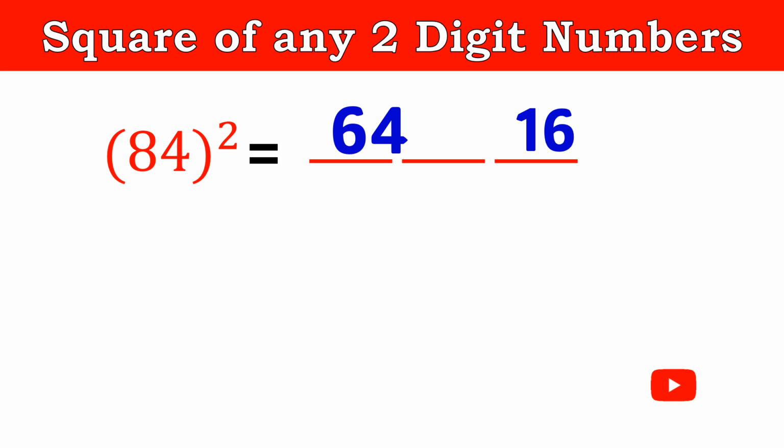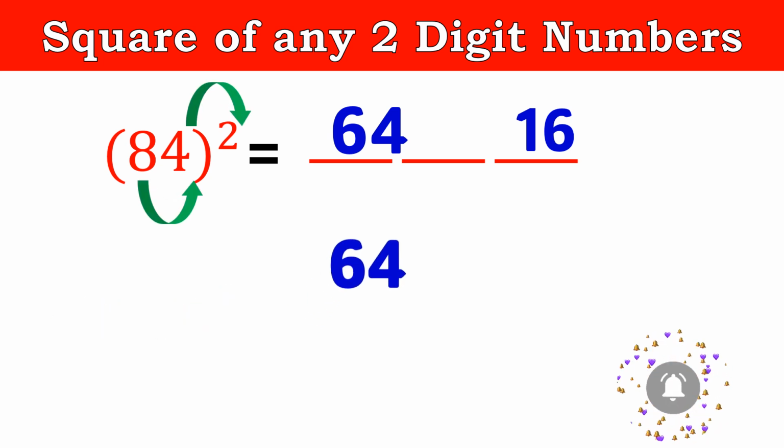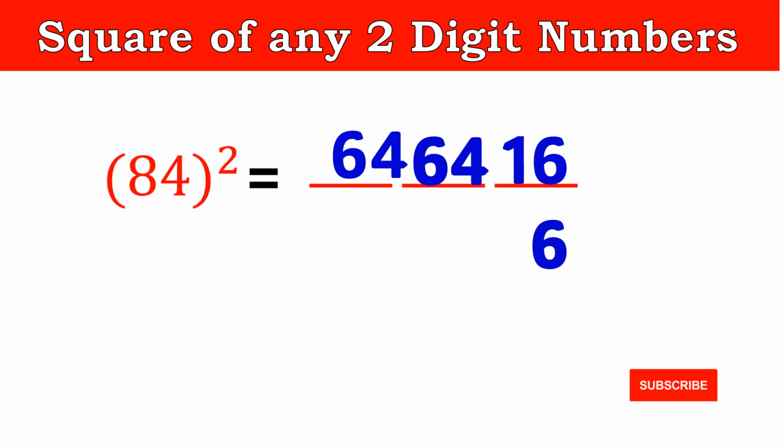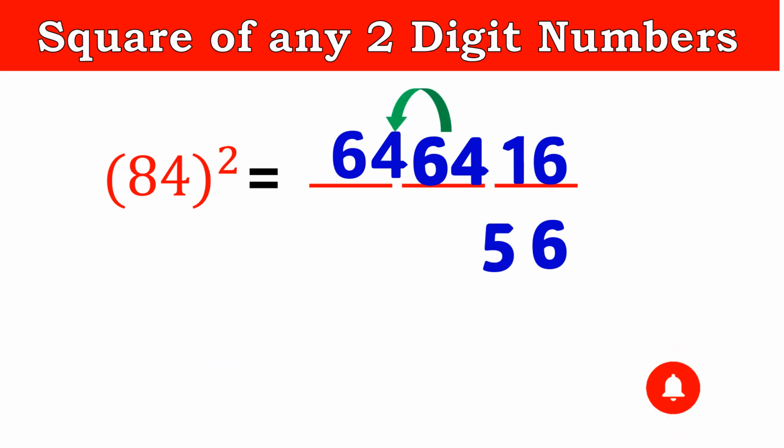And once again, we can begin the process of carrying over all the digits. So we begin with 16, keep the 6, carry over the 1 to 64. So 64 plus 1 is now 65. So then you keep the 5 and carry over the 6 to the first part of the answer, which is 64. 64 plus 6 is 70, and now you can stick 70 at the beginning of your answer, which means that 84 squared is equal to 7,056. And that is the answer.